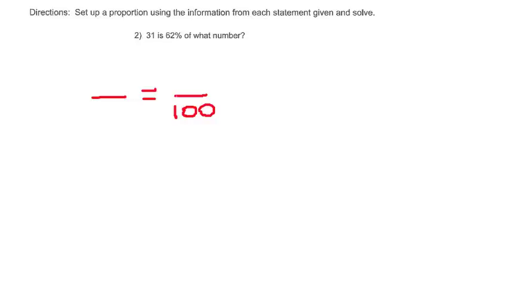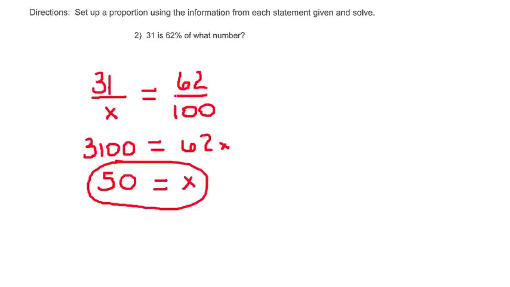For problem number 2, 31 is 62% of what number? They give us a percent, so we know our percent always goes above the 100. Now it says 31 is 62%. So 31 is 62%, so they are lined up. And we're trying to find of what number. So now we cross multiply and we solve for x. So at this time I want you to use a calculator and solve for x. And so x is equal to 50.